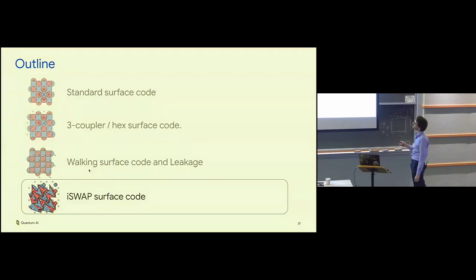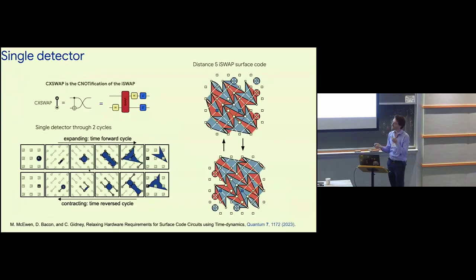Okay, and finally, the last one, the one that I think was the hardest experimentally and the funniest also, is the ISWAP surface code. So now the idea is once again to use a single detector. You can think of this CX swap gate as a CZ followed by an ISWAP. And this is similar to an ISWAP gate, up to some single qubit gate.